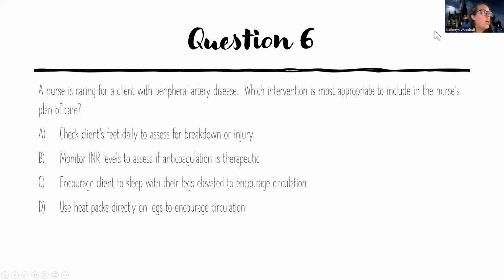Number 6, a nurse is caring for a client with peripheral artery disease. Which intervention is most appropriate to include in the nurse's plan of care? So this is saying, we might be able to include all of these in the plan of care, but what's most appropriate, what's going to be most direct or most helpful to this patient? So PAD, this is that one that's in the arteries that can lead to decreased blood flow. So let's see what we got here.